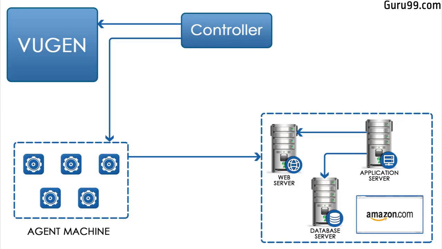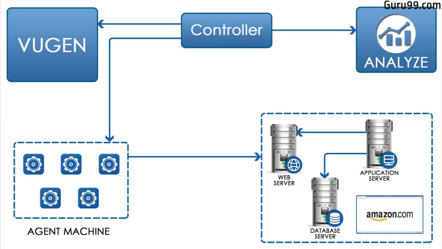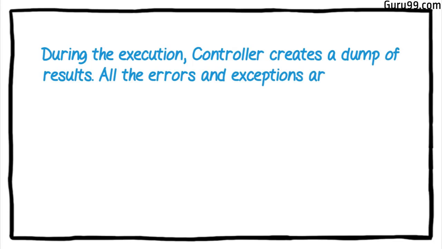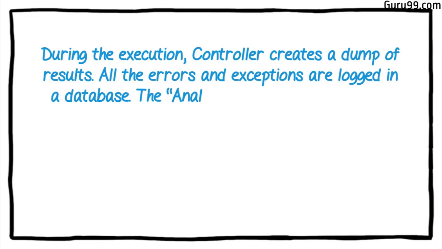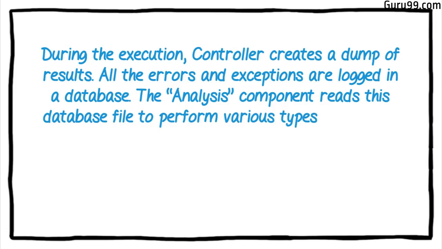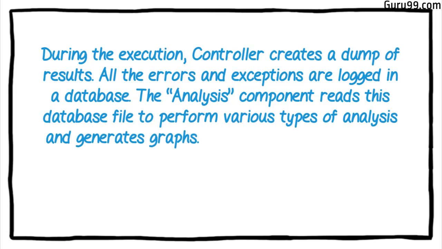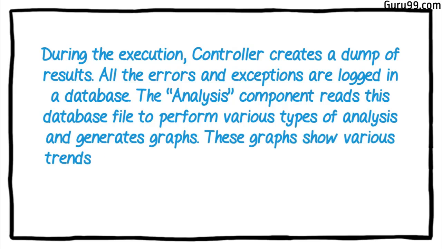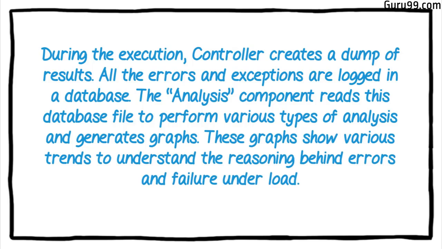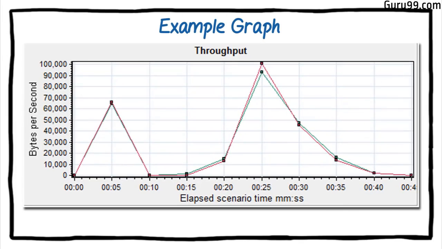Once load scenarios have been executed, the role of the analysis component comes in. During the execution, the controller creates a dump of results. All the errors and exceptions are logged in a database. The analysis component reads the database file to perform various types of analysis and generates graphs. These graphs show various trends to understand the reasoning behind errors and failure under load, thus helping figure out whether optimization is required in the system under load.